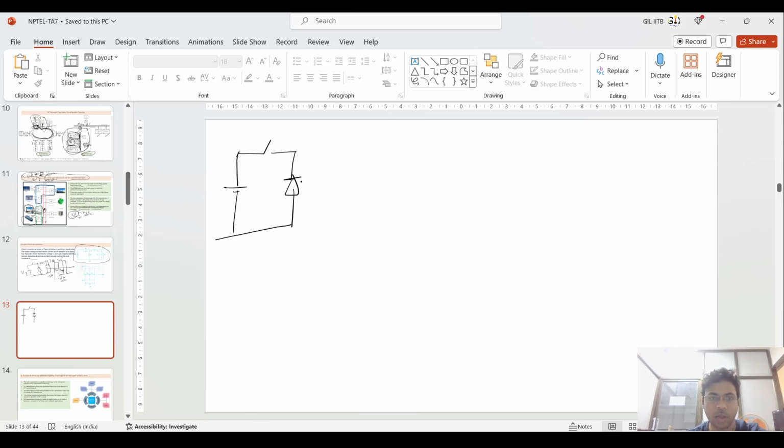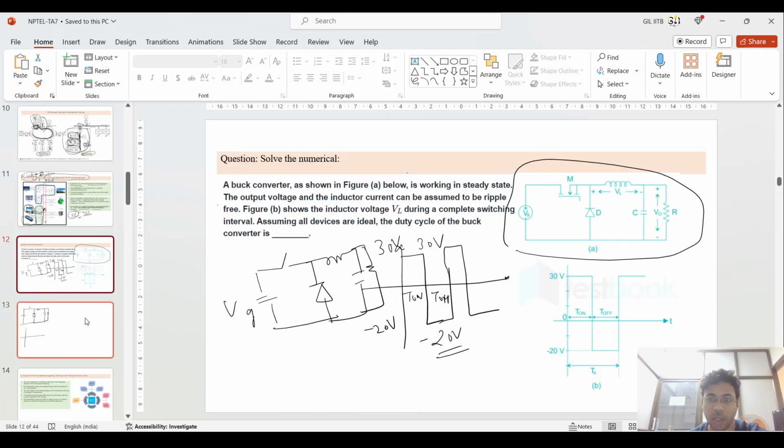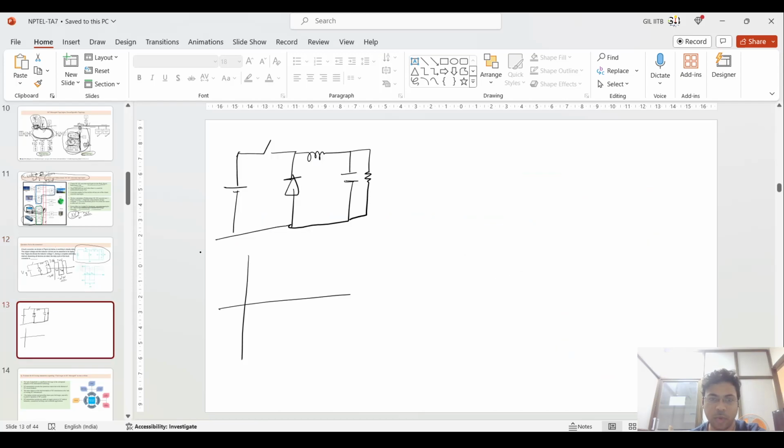This is connected to one inductor, which is connected to one capacitor for reducing the ripple, and this is the resistor, which is going to this voltage. I have shown the IL and VL graph here, such that the voltage variation is moving from 30 volt to minus 20 volt.